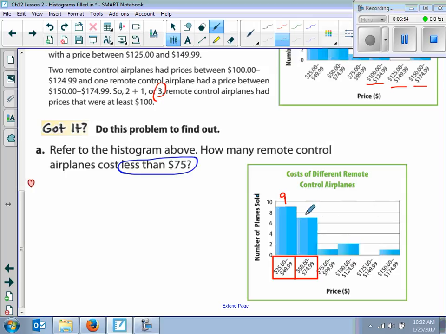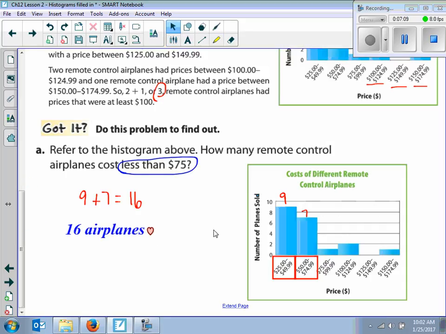And how many do we have in the second interval? 7. So we have 9 plus 7, which is 16 airplanes. 16 airplanes have a cost that is less than $75.